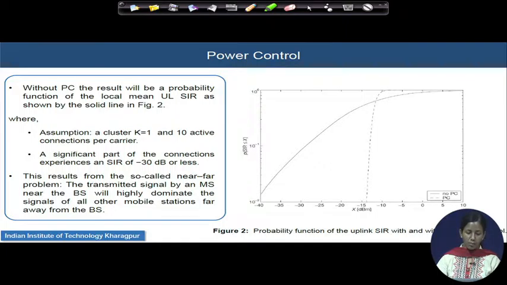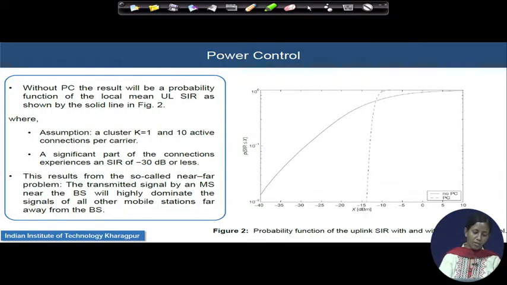So, how this power control comes about is something like this. Before coming to that typical problem, let us see what is happening. Suppose we are showing here the cases with and without power control, the probability function of the local mean uplink signal to interference ratio. We are looking at the signal to interference ratio being less than or equal to a certain predefined level. What is the probability of getting that?